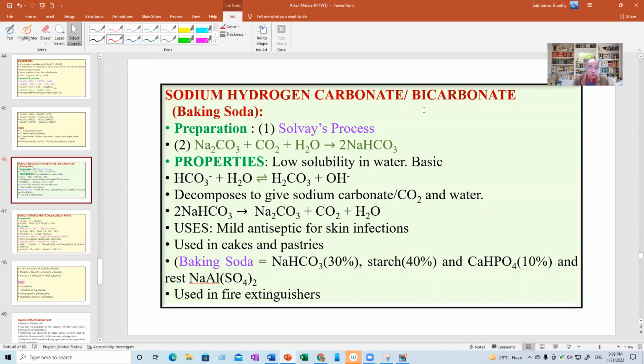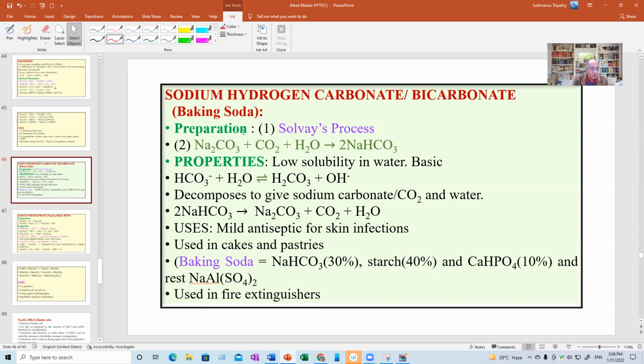Now coming to sodium bicarbonate, which is used in baking soda. It is not baking soda, it's used in baking soda, because baking soda only contains 30% sodium bicarbonate. And other things like starch, calcium hydrogen phosphate, sodium aluminum sulfate are there. So preparation can be done by the Solvay process, the first 2 steps. Don't go to the 3rd step.